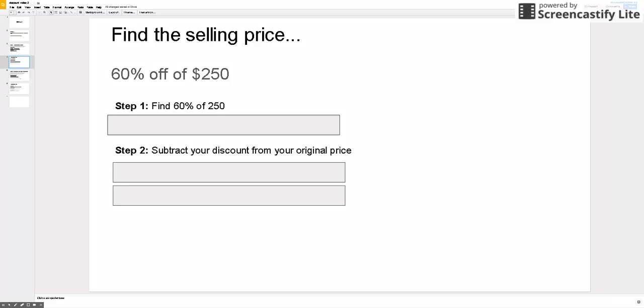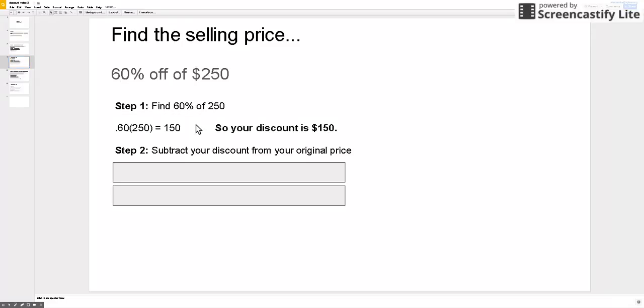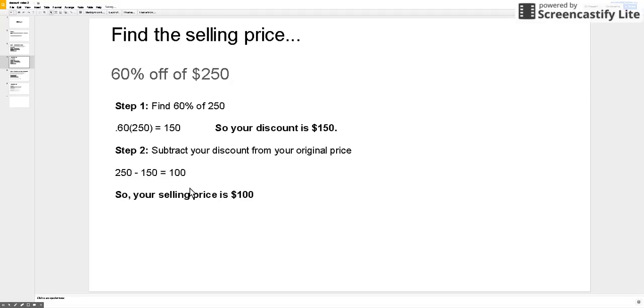Here is another example using that same first method. In this case, the item is 60% off of $250. So first thing we want to do is find 60% of 250. So we would do 0.60 times 250 to get 150. Okay, so your discount would then be $150. And now you would subtract your discount from your original price. So 250 minus 150 gets you 100. So your selling price for this item ends up being $100.